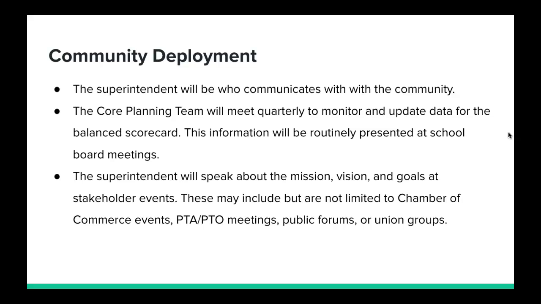They're meeting with the superintendent, not necessarily that often since they are meeting quarterly, but every time they do meet, they will present that information. And then the superintendent will speak about the mission, vision, and goals at stakeholder events such as the Chamber of Commerce, PTO, PTA meetings, public forums, or even union groups.